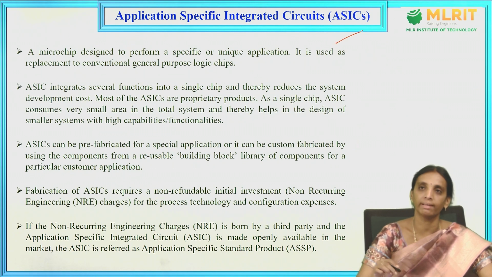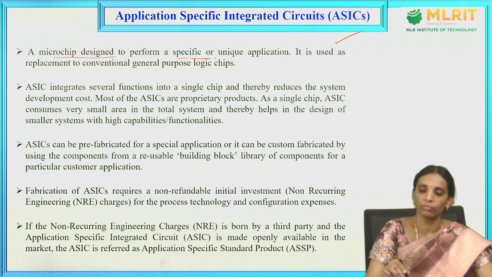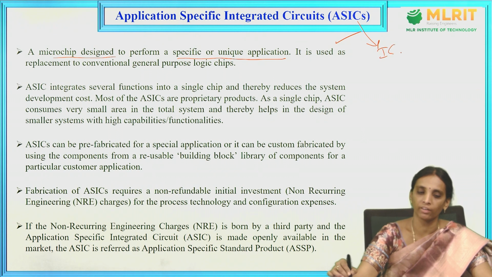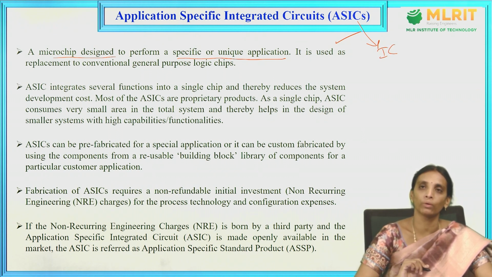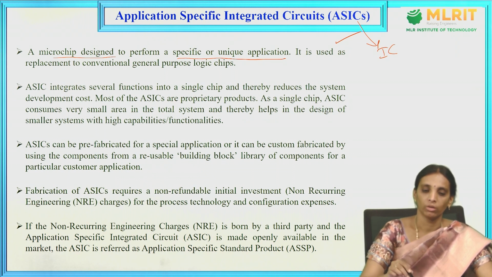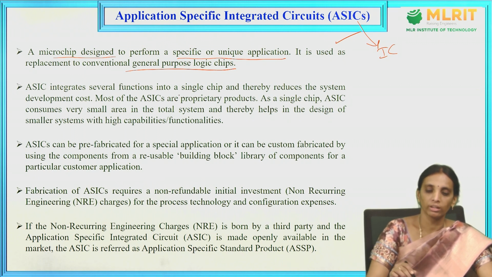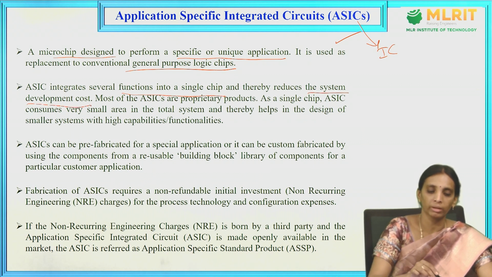The next one is ASICs, which are application specific integrated circuits. Here the microchip is designed to perform a specific or unique application. So this is a specific integrated circuit, a specific chip, a single chip which is used for defining any application for a particular embedded system. It can be used for general purpose logic chips or for a specific application. These have several functions in a single chip and reduce the system development cost.